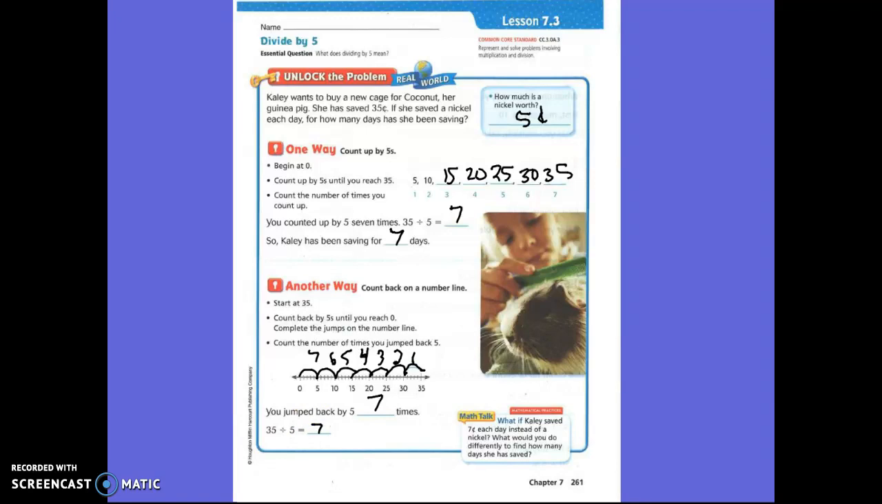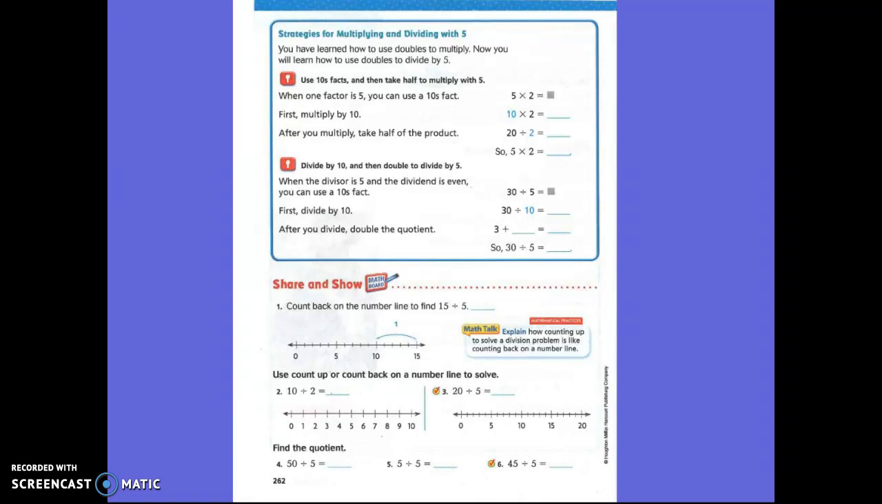Okay. Now, guys, we could do the same problem, but instead of 5 cents every day, she did 7 cents. So 35 divided by 7 would be how many days? 5. 5 days. Okay, that's the commutative property right there. Everybody's smart. Okay. Now, we could also use strategies for multiplying and dividing with 5.